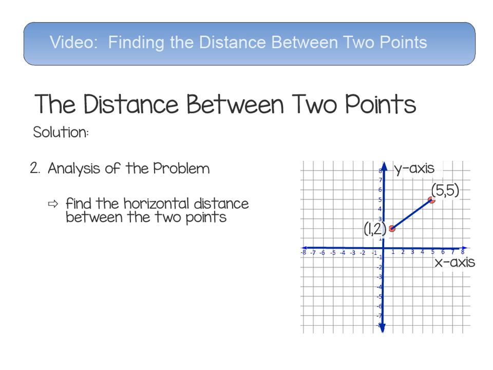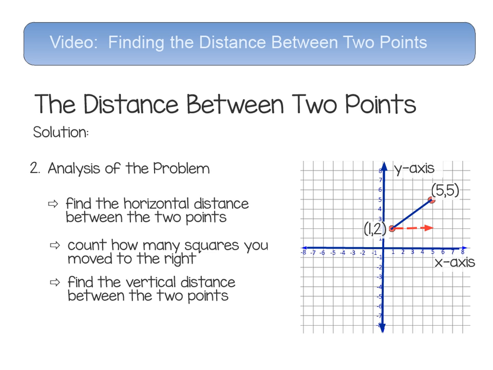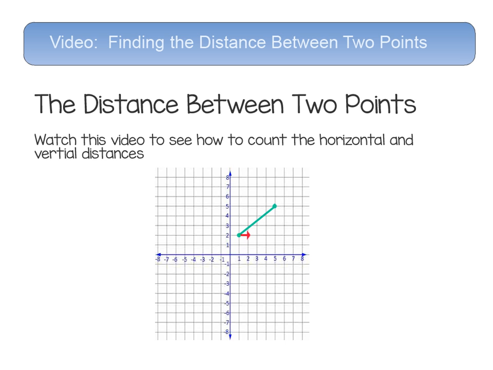Find the horizontal distance between the 2 points. Count how many squares you have moved to the right. Find the vertical distance between the points. Count how many squares you have moved up. Now, watch this little video or animation to see how to count the horizontal and vertical distances.